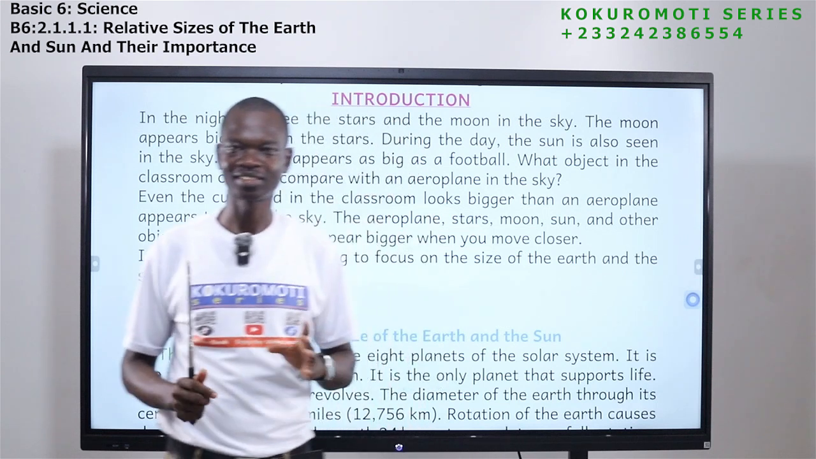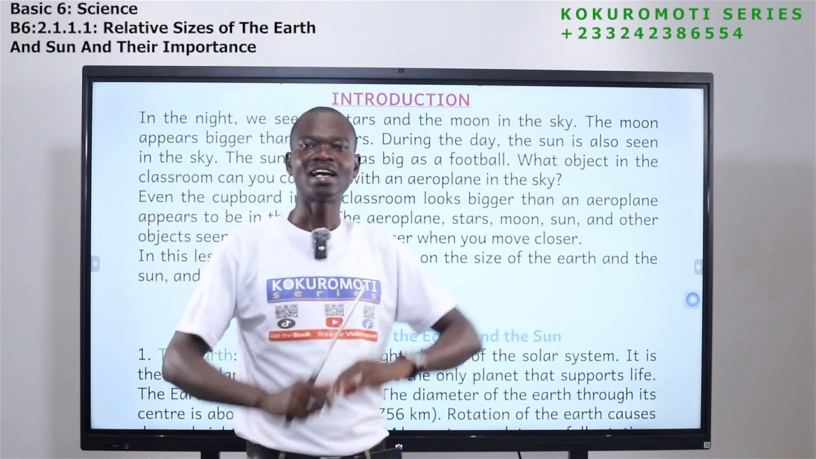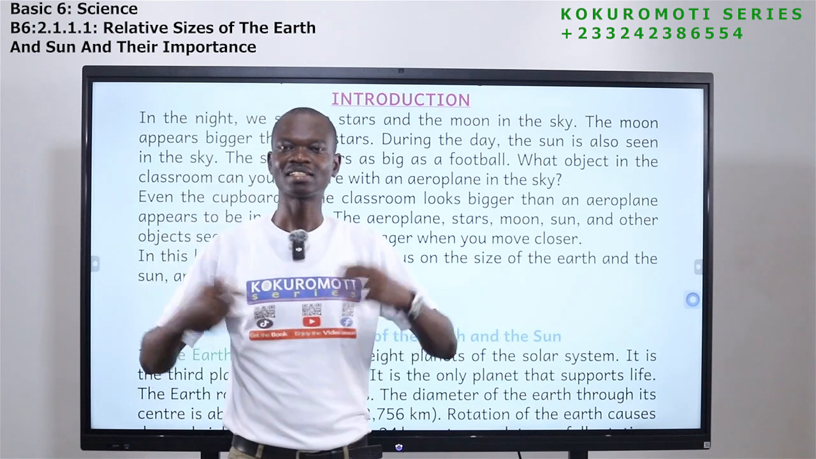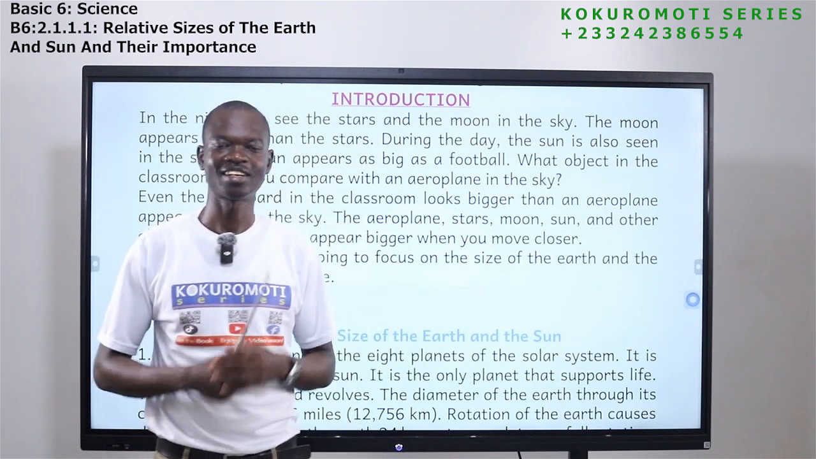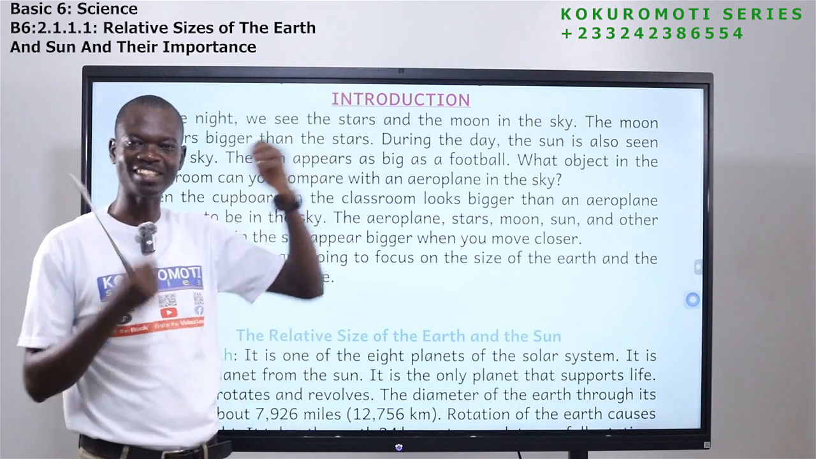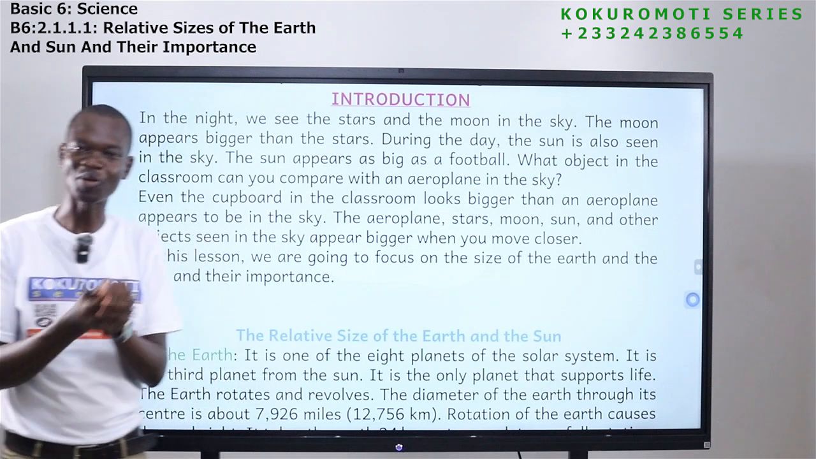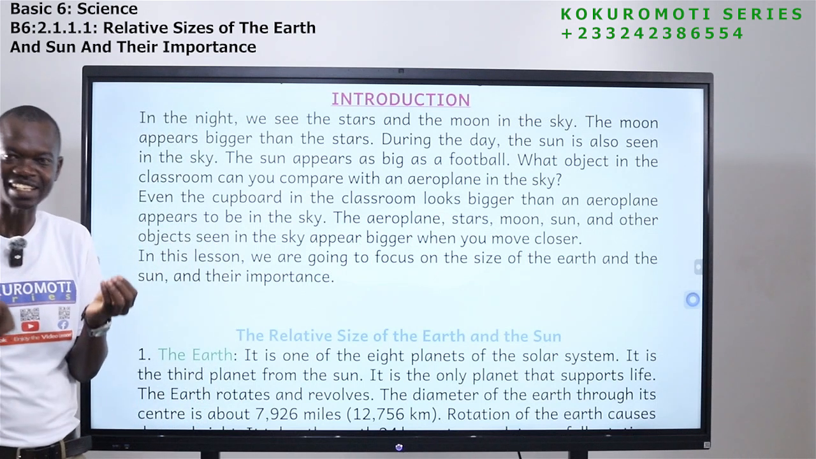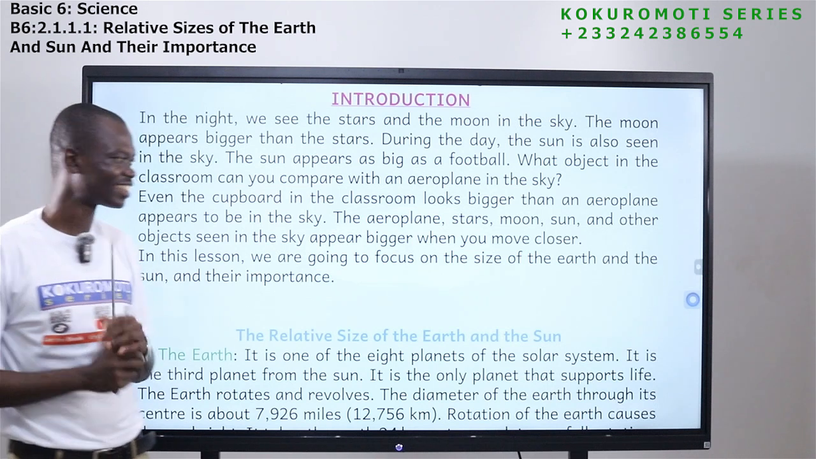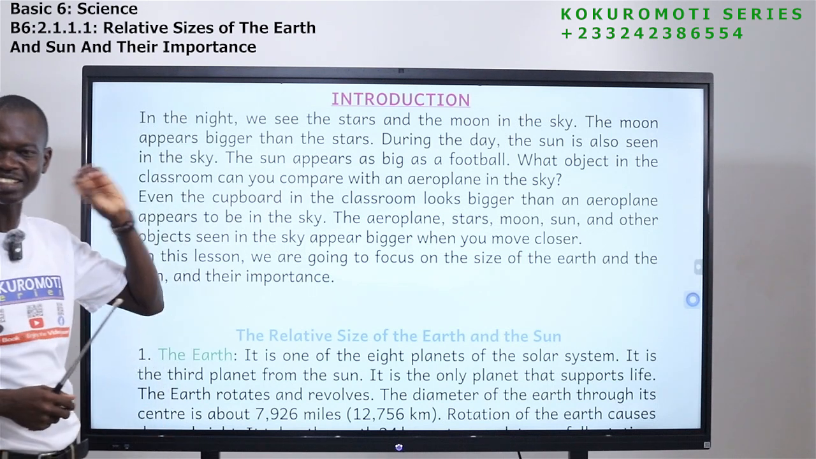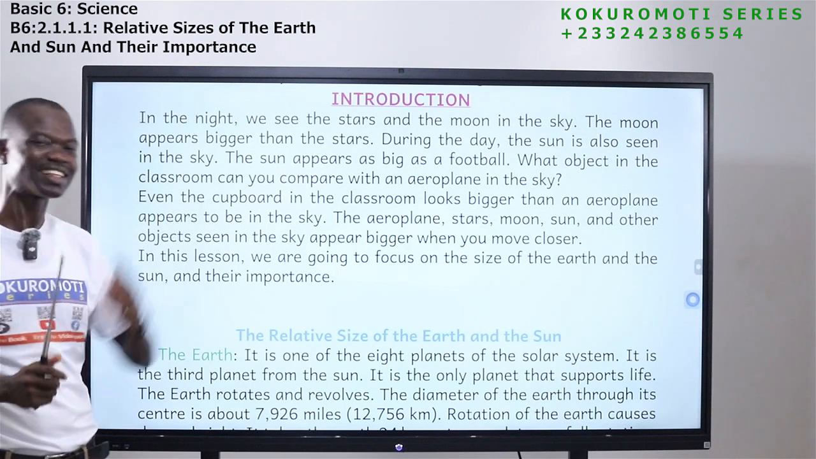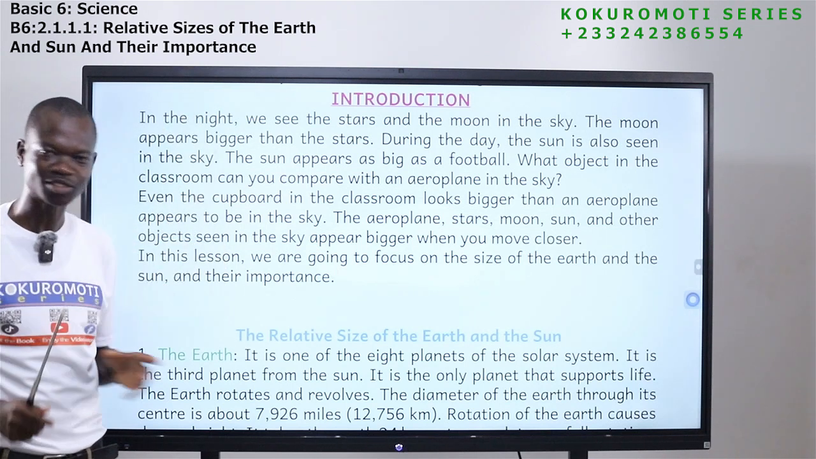But in actual fact, aeroplanes are very big, bigger than even some of our houses. Because of the distance, they appear to be very small, like a bird. So that is one thing that you should know. The stars that we see, that is not the actual size. The moon that we see, that is not the actual size. The sun that we see during daytime, that is not the actual size.